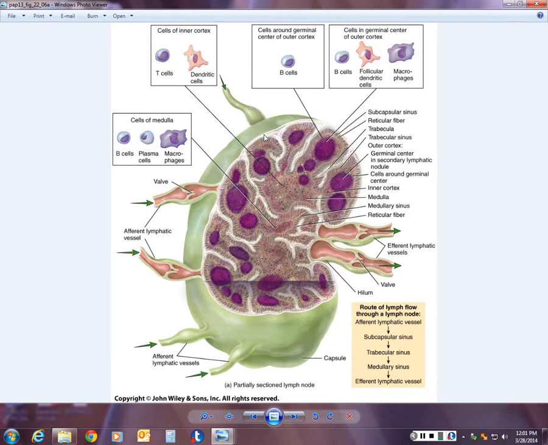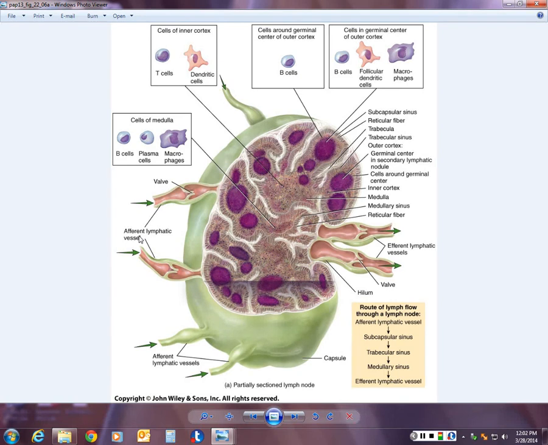Now in the bottom right hand corner you'll see a little flow pattern that you definitely need to remember for the purposes of your test. This describes the flow of lymph through a lymph node. Lymph is delivered to the lymph node via what are called afferent lymphatic vessels. When you see that term afferent, think add, because that is what these lymphatic vessels do. They add lymph to a lymph node.